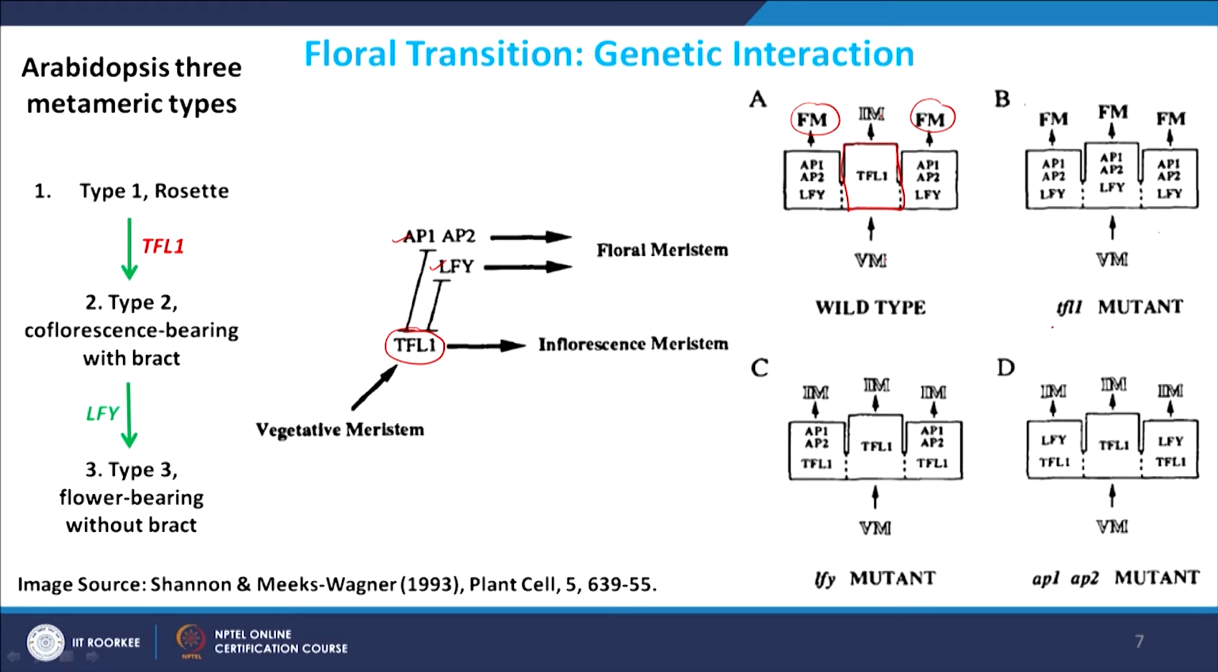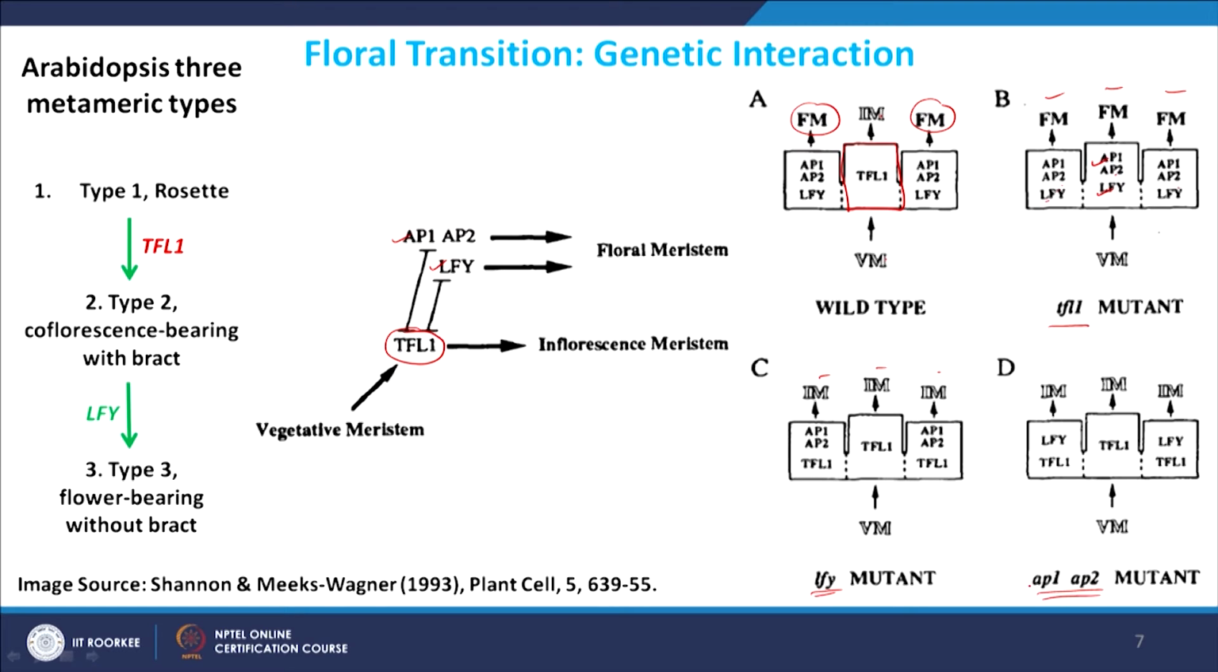What happens if you have TFL1 mutants? Since TFL1 is a negative regulator of LEAFY, if you do not have TFL1, LEAFY will start expressing here, and AP1 will start expressing here. So, all three, the central and peripheral meristem, are going to take floral meristem identity. On the other hand, if you do not have LEAFY, then TFL1 is going to expand its domain in the peripheral meristem, and since you have a high amount of TFL1 in the peripheral domain, it will basically provide inflorescence meristem identity.